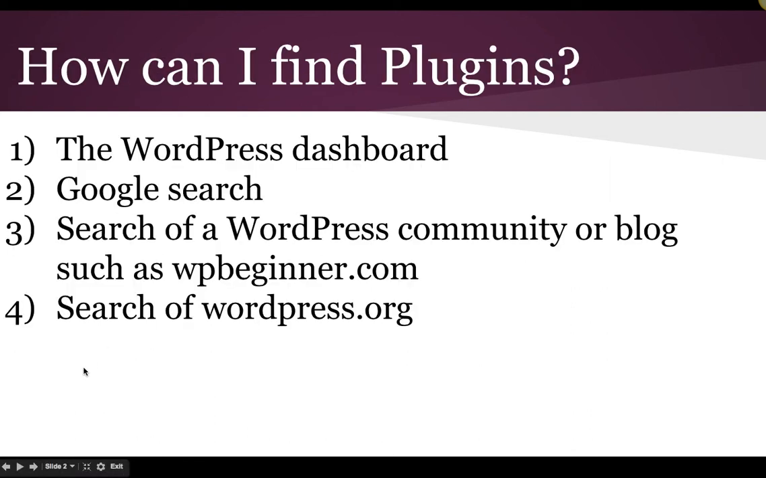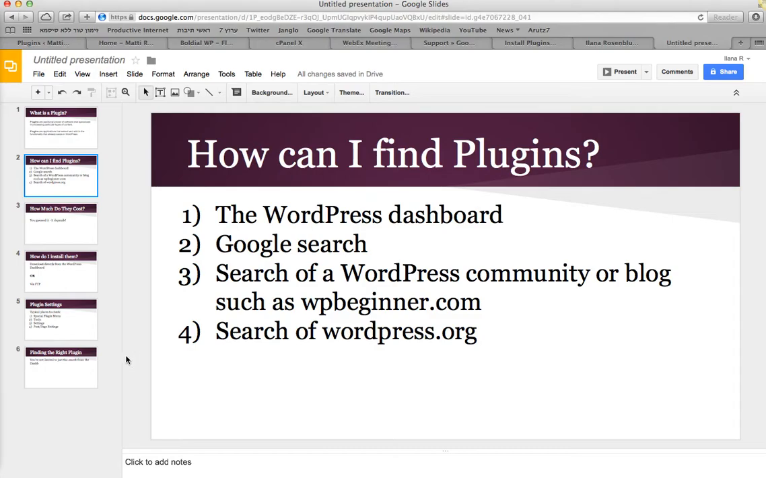How can you find a plugin? You can access a plugin from the WordPress dashboard, and I'll show you how to do that in just a minute. You can do a Google search for a certain type of plugin. You can search a website specializing in WordPress. One that I check sometimes is wpbeginner.com. And you can also search WordPress.org. There's a section in the top navigation of WordPress.org that will bring you right to the plugin section.